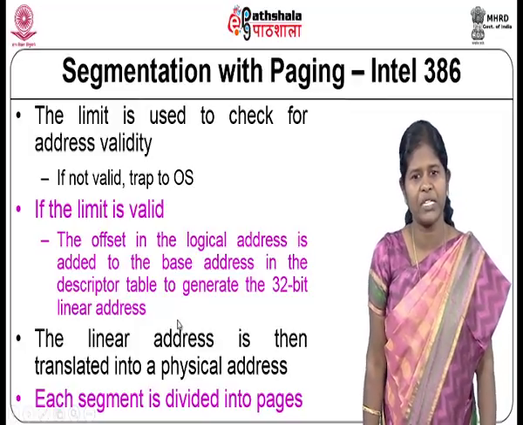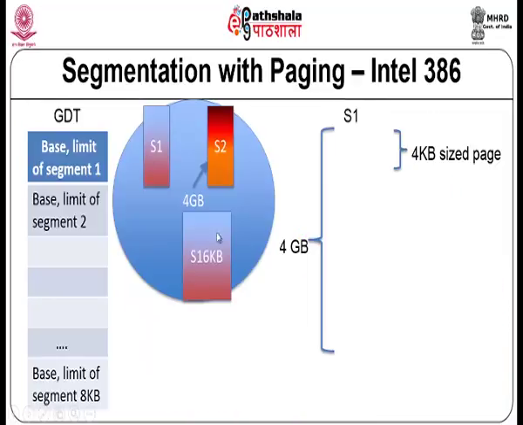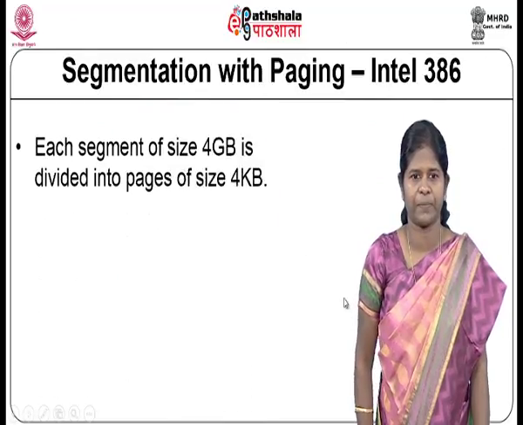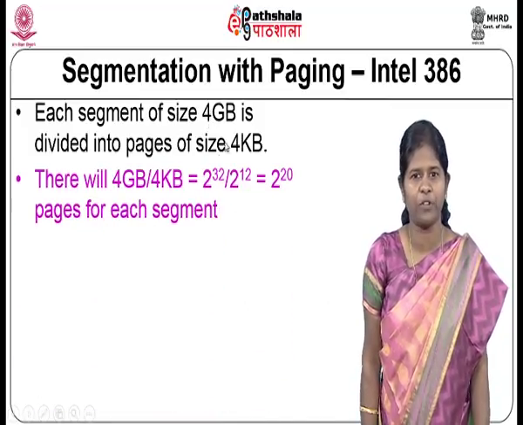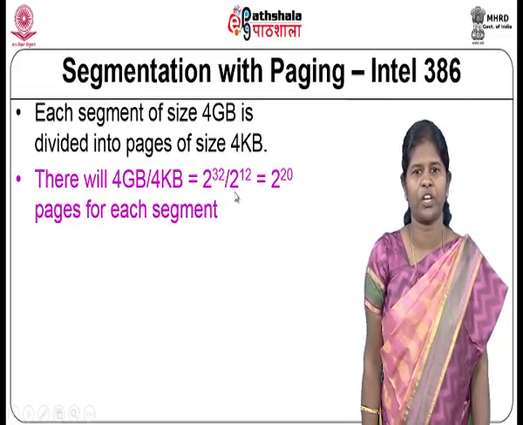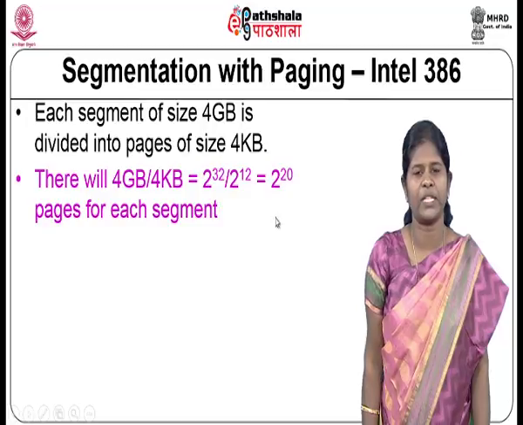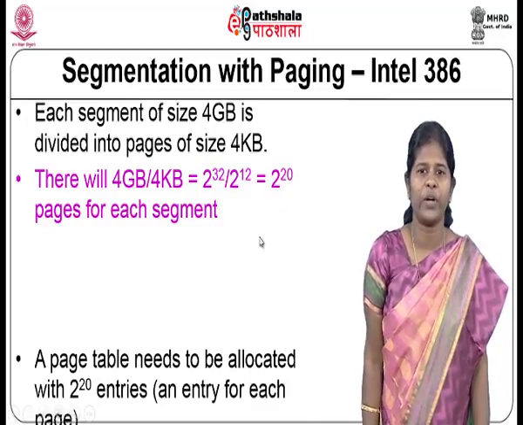Now, each segment is divided into pages. So, you can see that you have S1, S2, etc., up to 16 kilobyte. This is the set of segments, and each segment can be divided into pages. You have a GDT, the segment table, corresponding to the segments, and each segment is also divided into pages. When you divide each segment, which is of size 4 gigabyte, into pieces of size 4 kilobyte, you get 2 power 20 such pages for each segment.